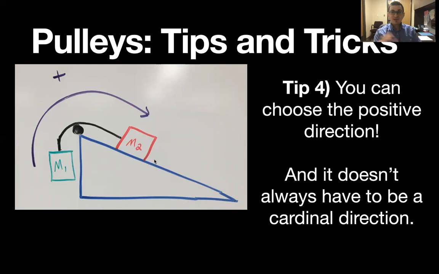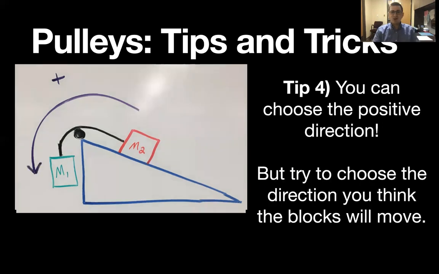So that's good because then M1 is going to be accelerating in the positive direction and M2 is going to be accelerating in the positive direction. And if M1 is heavier than M2, then we can say down and up the ramp and to the left is parallel is our positive direction, which is also good because then they're both going to be accelerating in the positive direction.